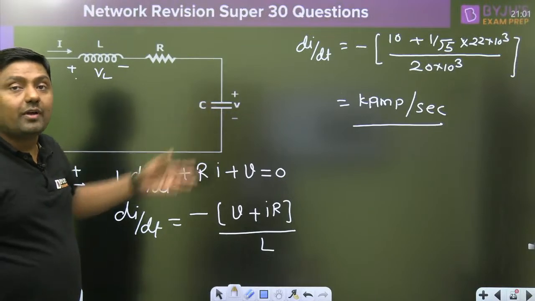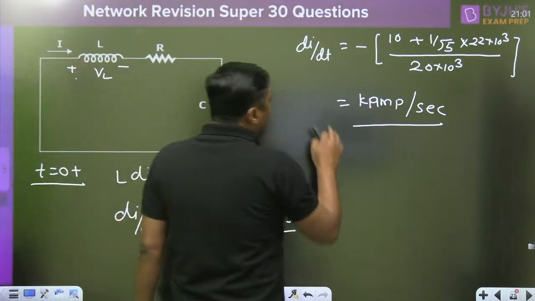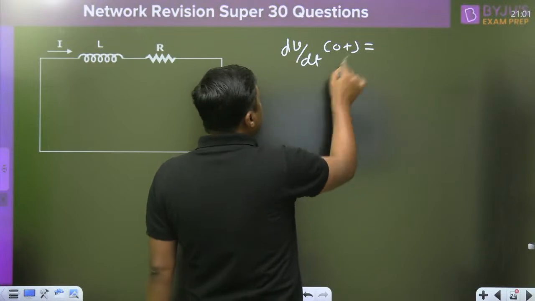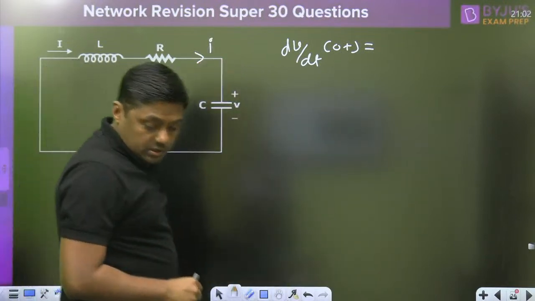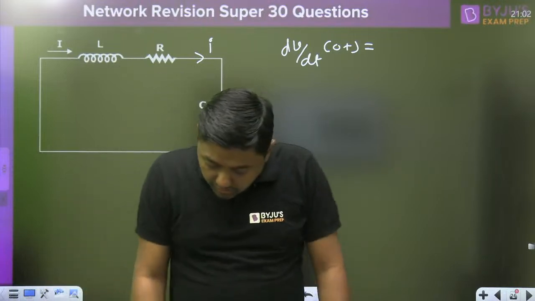What is this? What is the value? Always remember when we want the dv by dt at 0 plus, this is the I. This is what I, right?